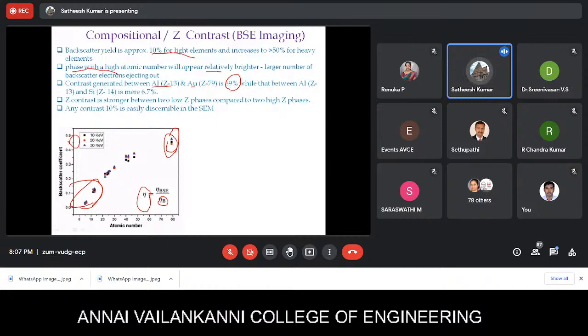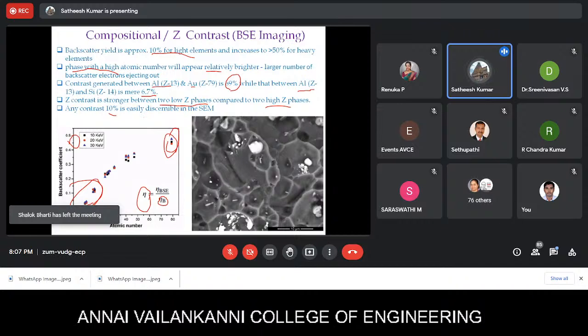So when you have aluminum somewhere here and copper, again the contrast for 69, so we can clearly differentiate between the aluminum and Z based on the contrast imaging. Whereas in the case of the lower atomic number region, where aluminum is 13 and silicon Z is 14, the contrast difference is only 6%. So what I mean to say is the Z contrast is stronger between two high Z phases when compared to low atomic number phases. The contrast needs to be at least greater than 10% if it is to be identified in a SEM.